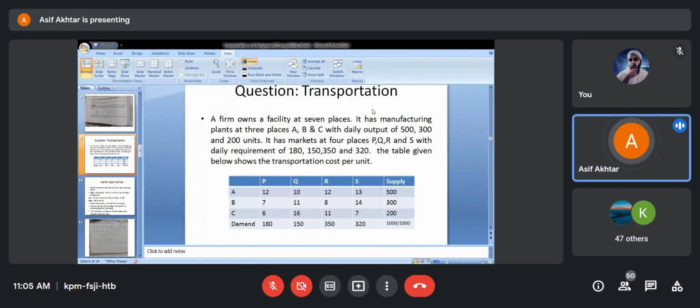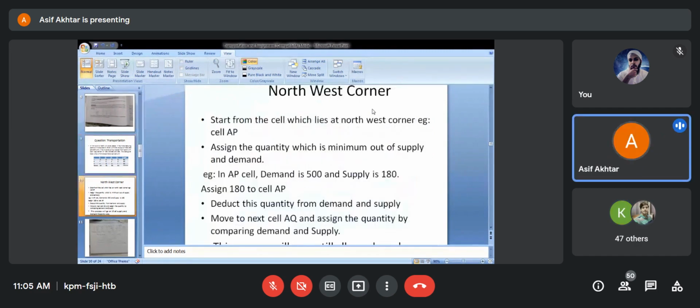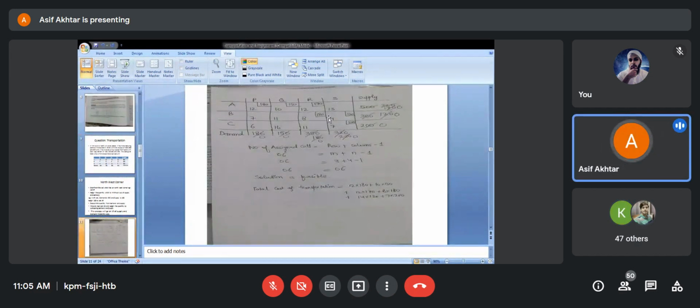So, is the number of assigned cells equal to m plus n minus 1? Yes, sir. If it is equal, that means this is the initial feasible solution. I have written this here as well. Number of assigned cells equals rows plus columns minus 1: 6 equals 6. Left hand side equals right hand side. The solution is feasible.